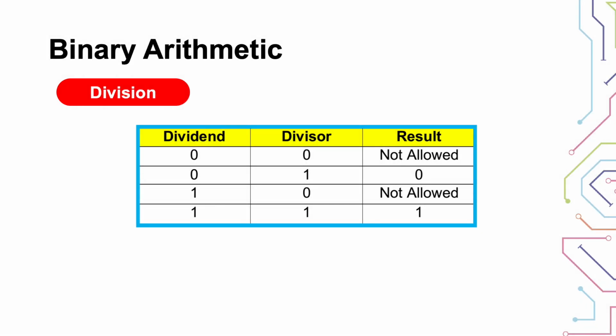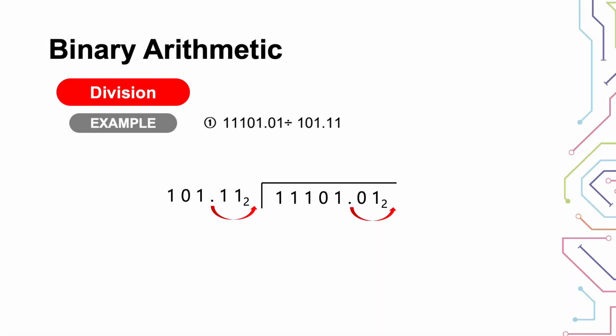Next is division. So, remember this table. 0 divided by 0 is not allowed. Basically, a divisor of 0 is not allowed. Anything else, if the dividend is 0, that's 0. If the dividend is 1 and divided by 1, that's 1. That's all, very simple. Now, with our decimal point, it should become a whole number. So, to make it a whole number, we move two digits to the right. We will do the same in our division.